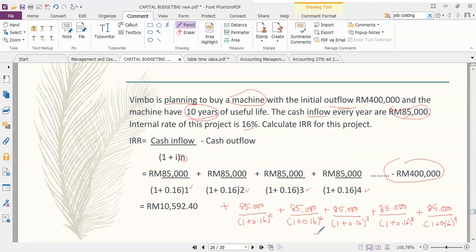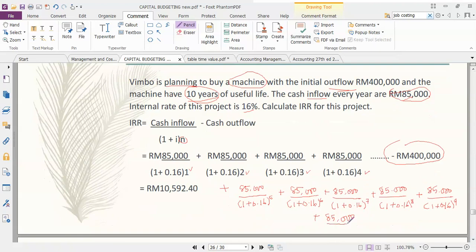Sembilan. Okay, last sekali. Bahagi 1 plus 0.16 to the power 10. Okay, lepas sudah buat total ni, baru you tolakkan dengan 400,000. So, bila you dah calculate semua ni, dapatlah amount dia, jumlah yang kita dah tolak dengan 400,000 is 10,592 ringgit.